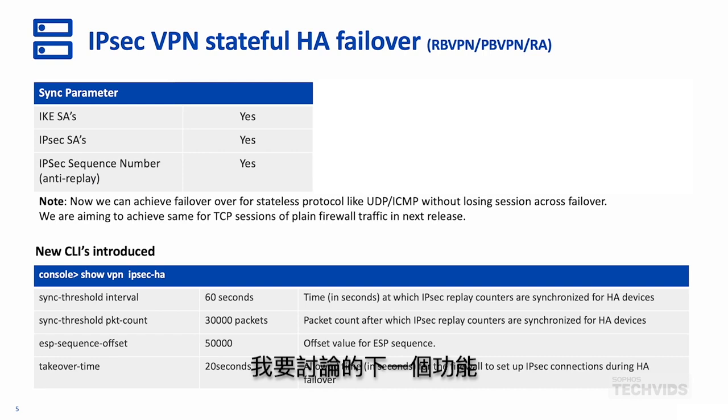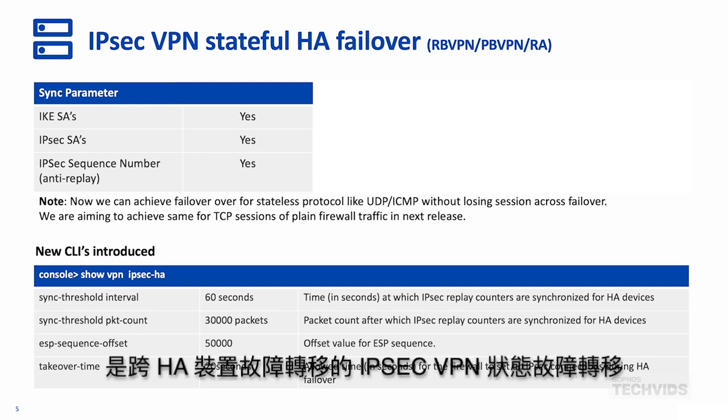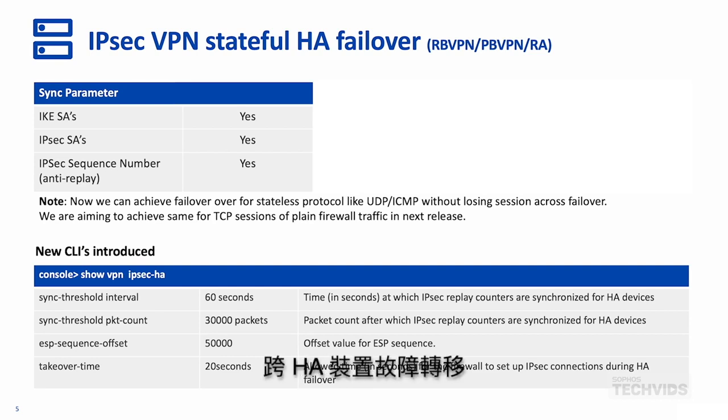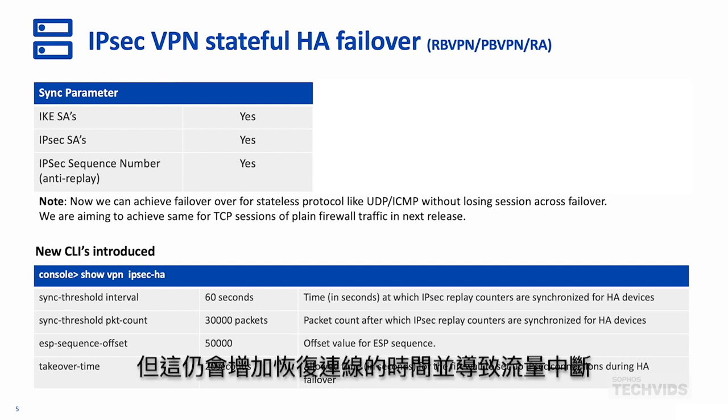The next feature I'll talk about is IPsec VPN stateful failover across HA device failover. This latest enhancement is supported for all VPN connections, including route-based VPNs, policy-based VPNs, and IPsec remote access. In V19, across HA device failover, VPN tunnels may not restore automatically, and manual intervention by an admin is required. This increases the time to restore connectivity and causes a traffic disruption, despite the deployment of HA.